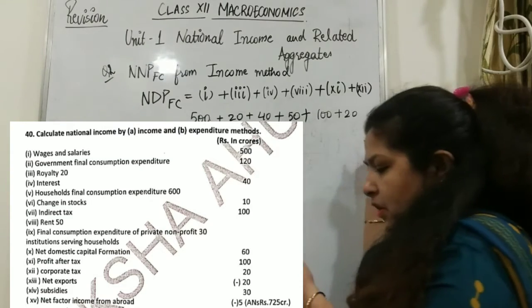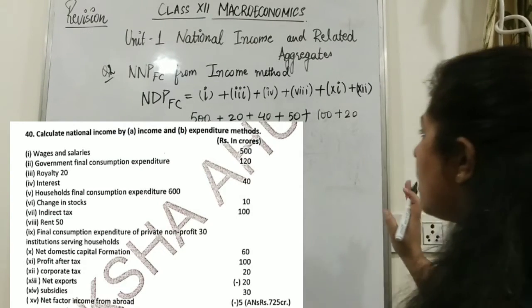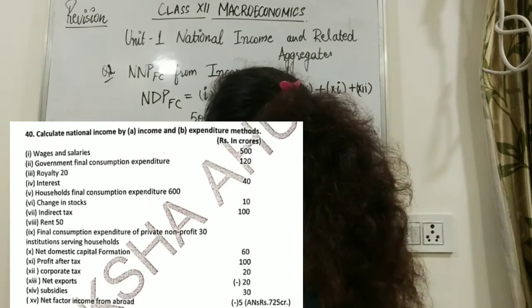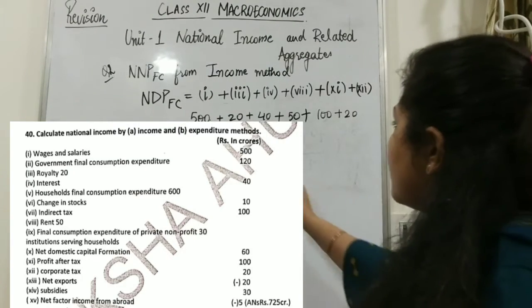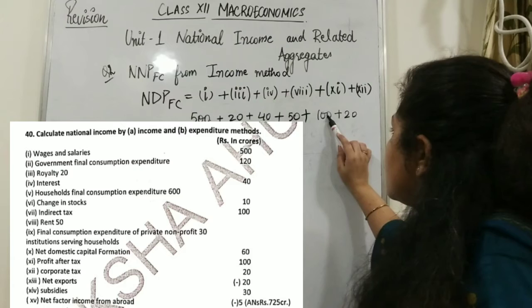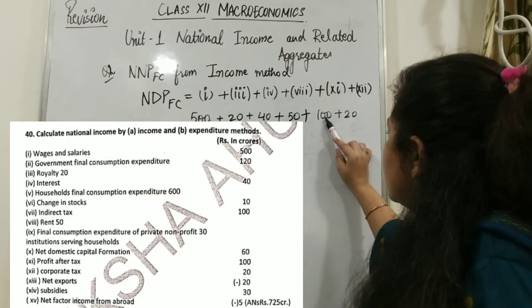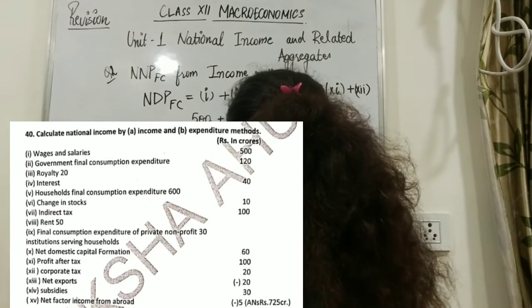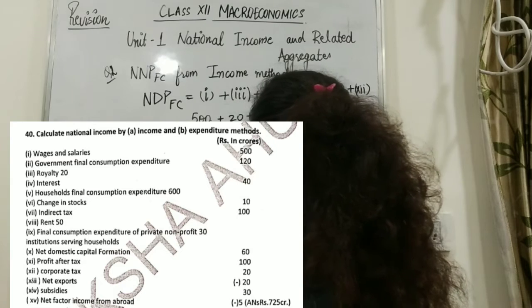Now mixed income is not given, so we'll consider it 0. Adding these, what will I get? Just solve it. What am I getting? 600. 730 I'm getting. So domestic income I'm getting 730 crores.